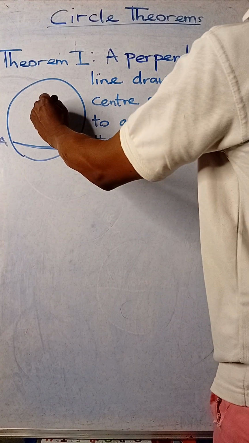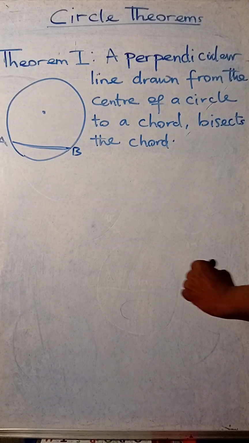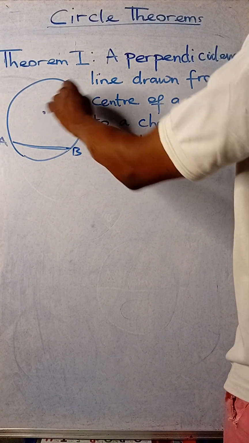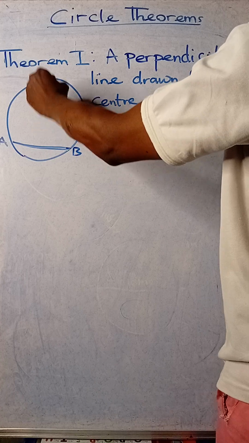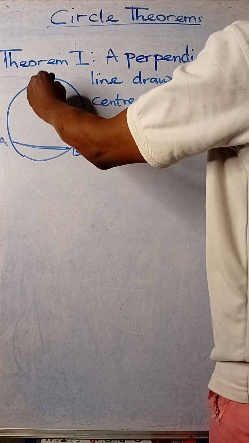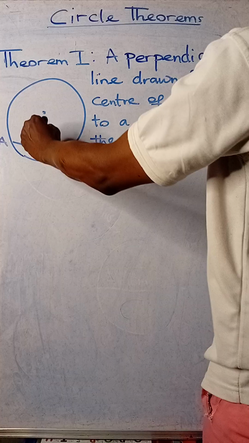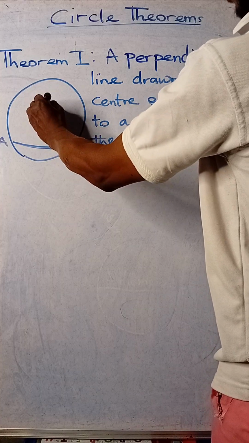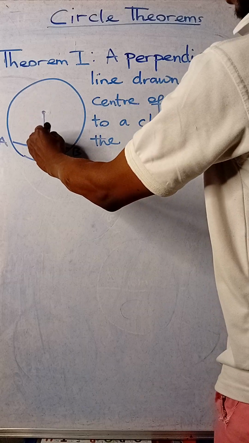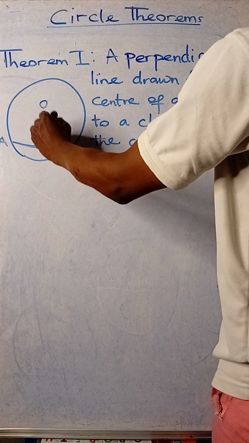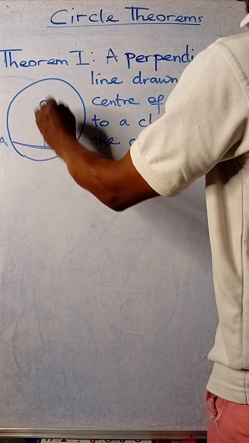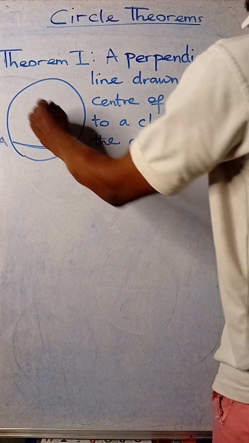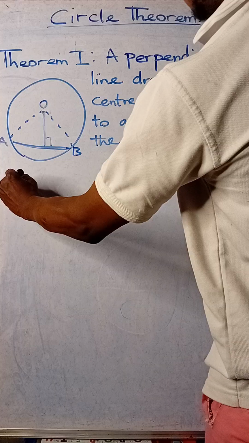Now, if this is the center of the circle, the theorem is stating that when a line is drawn from the center of the circle, perpendicular, meaning meeting the chord at a right angle, like this, you draw a straight line from the middle down. Let's say this is point O. This line bisects the chord. So this is a radius, this is a radius. So you have two radii.